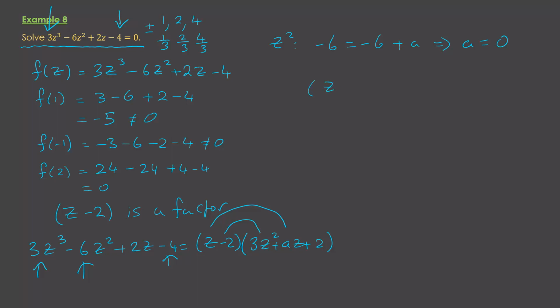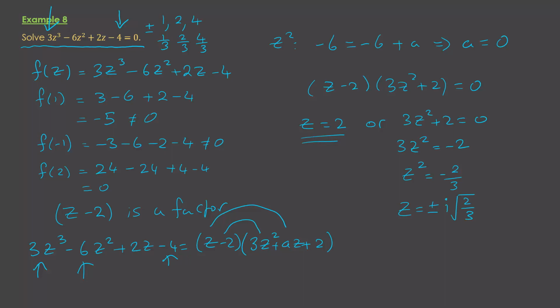So we have z minus 2, 3z squared plus 2 is equal to 0. So z is equal to 2, or 3z squared plus 2 is equal to 0. It's clearly one of our solutions. 3z squared is equal to -2. Z squared would be -2/3. So z is going to be plus or minus i times the square root of 2/3.